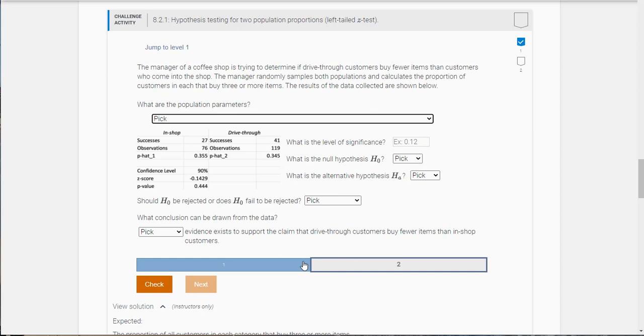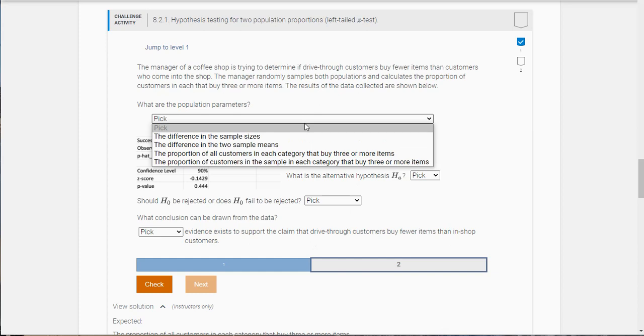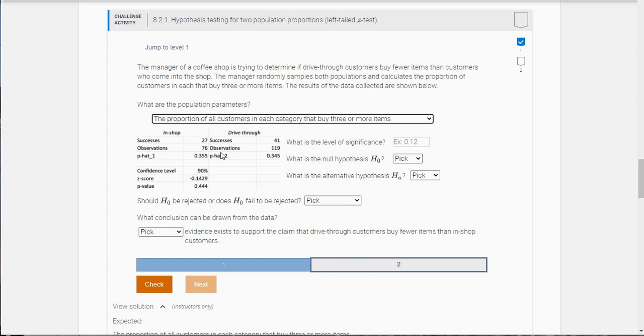So a manager of a coffee shop is trying to determine if drive-through customers buy fewer, so again, it's going to be a left-tailed test, fewer items than customers who come into the shop. The manager randomly samples both populations and calculates the proportion of customers in each that buy 3 or more items. The results of the data are shown below. First it says, what are the population parameters here? There's a bunch of options here. And what it is, is the proportion of all customers in each category that buy 3 or more items. And remember, what the manager thinks is that drive-through customers buy fewer items.